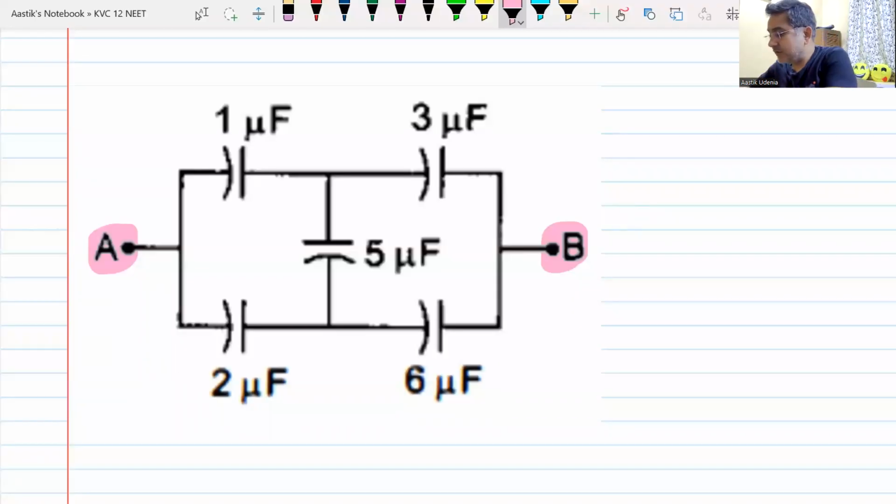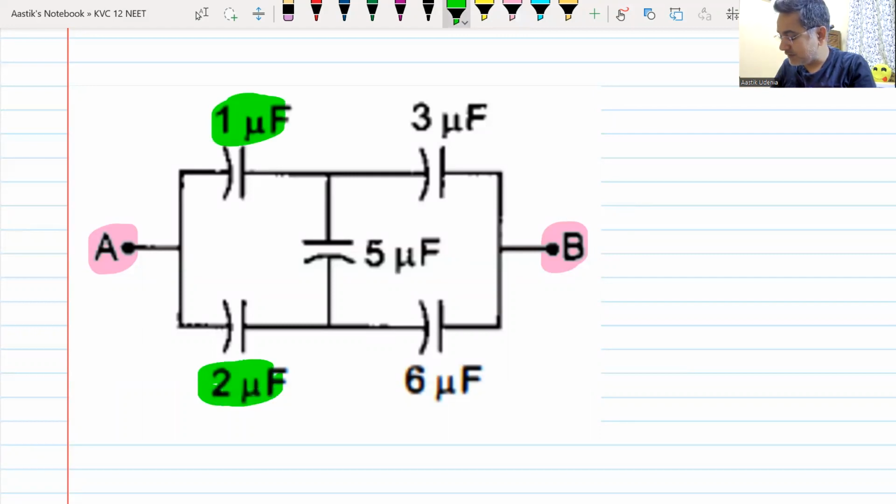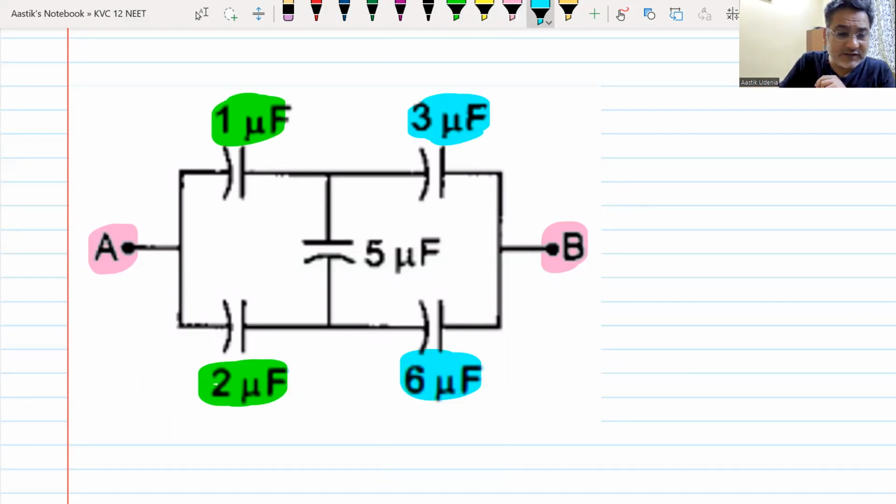So, first of all, I look at this one. I see 1 microfarad, I see 2 microfarad. On the right hand side, I see 3 and 6. 1 by 2 is same as 3 by 6. So what does it become? It becomes a balanced Wheatstone bridge. We understand this, yes or no? That's it. Then I will solve it.